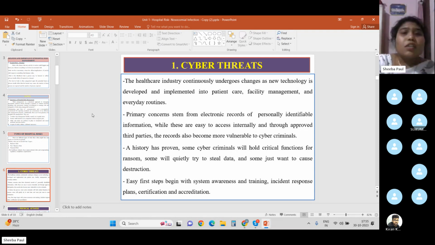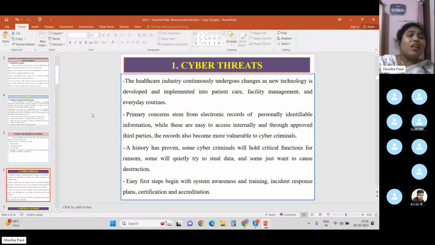Okay, let's move on. Cyber threats: the healthcare industry continuously undergoes changes, and new technology is developed and implemented into patient care, facility management, and everyday routines. Down the line, 20, 30 years back, in hospitals registers and files were maintained, and all the documents were handwritten, not typed. Even the case sheets were handwritten from the time of admission to the discharge.